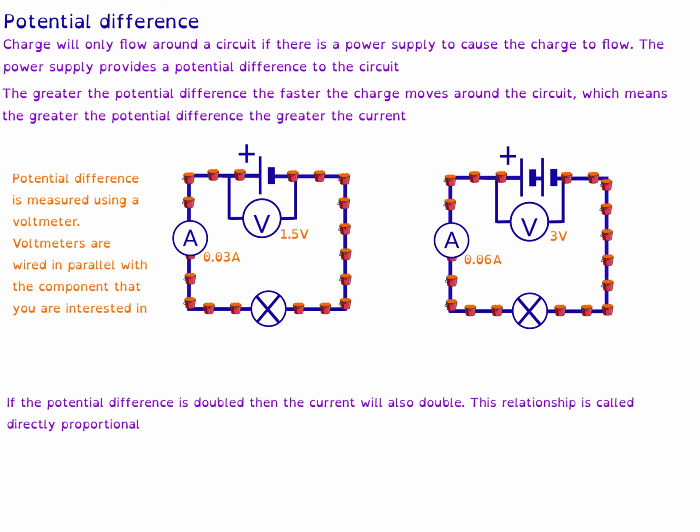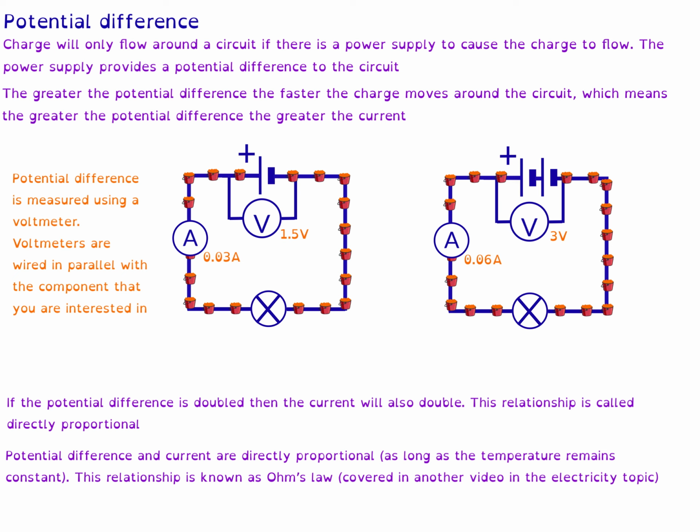If the potential difference is doubled, then the current will also double. This relationship is called directly proportional. Potential difference and current are directly proportional as long as the temperature remains constant. This relationship is known as Ohm's law, and we cover this in another video on electricity.